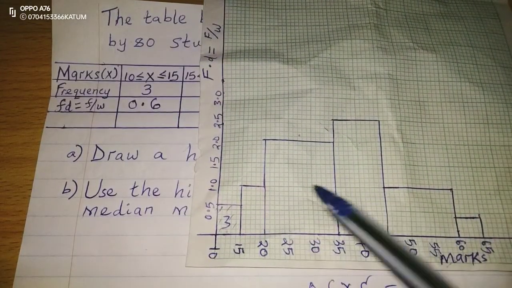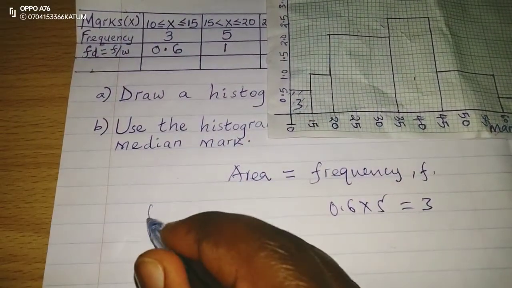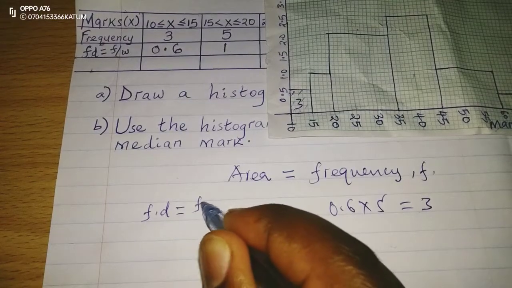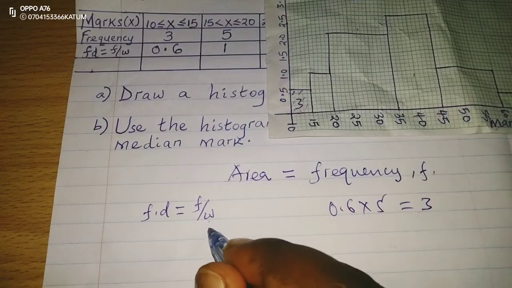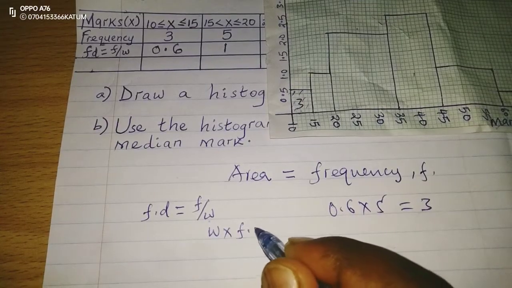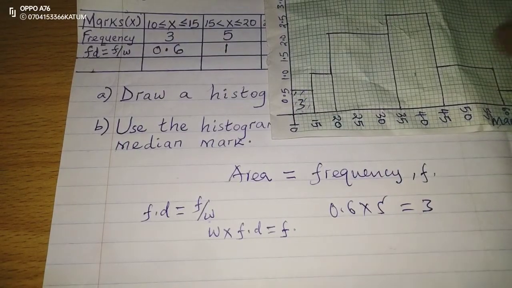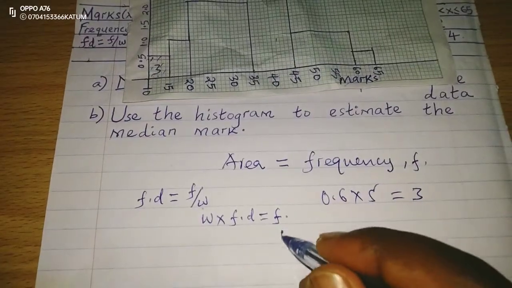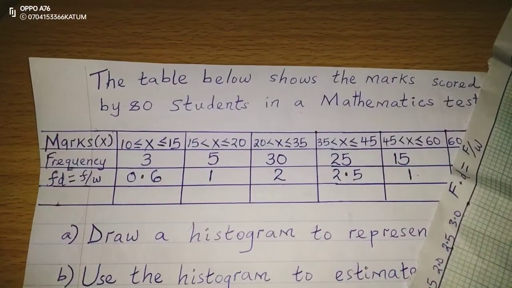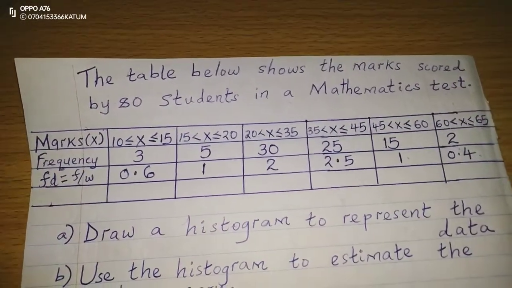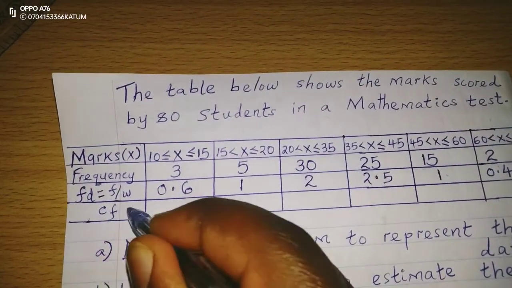Therefore, every area for each bar will give us the frequency, because we got the frequency density by dividing frequency by the class width, which means when we multiply class width times frequency density, we will get the respective frequencies. Therefore, we want the median in this case. We've already been told that this is data for 80 students. But anyway, we can still get the cumulative frequencies to confirm.